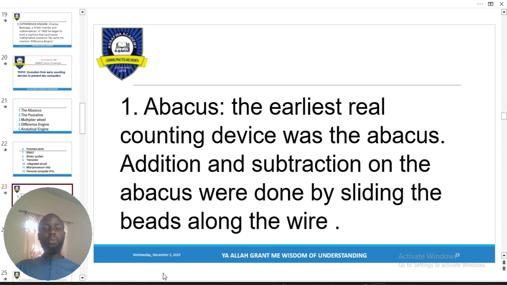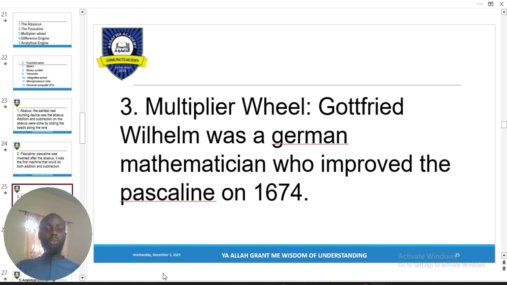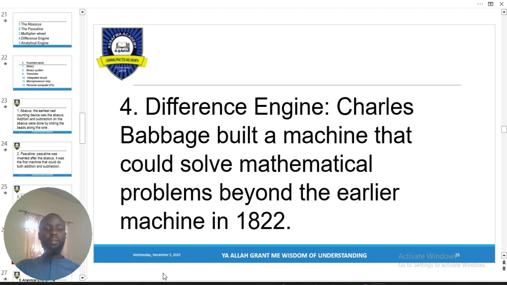So the abacus is the earliest real counting device, which works with addition and subtraction by sliding beads along a wire. The second one is the Pascaline, which was invented after the abacus. It was the first machine that could do both addition and subtraction. Then we have the multiplier wheel, which was invented by Gottfried Wilhelm, a German mathematician who improved the Pascaline in 1674.